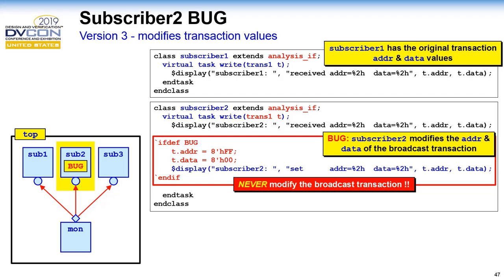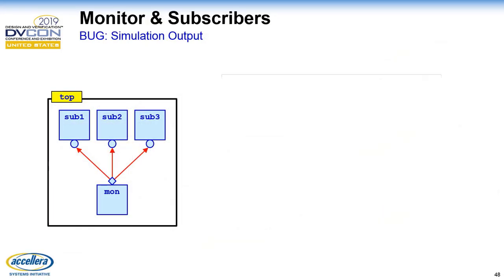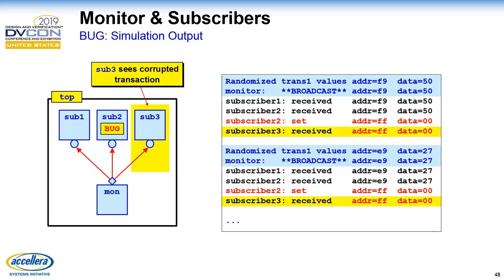You should never modify a transaction that has been broadcast from an analysis port. Then the third subscriber is going to print out what it sees, and it's actually going to print out the buggy values because it happened to be called after the second subscriber. So sub 3 sees the corrupted address and data. You see that we've randomized data, the monitor has broadcast, the first subscriber has displayed that it received it, the second subscriber says it has received it, then says, oh, but I have modified it, I've set the values, and then the third subscriber sees the modified values.